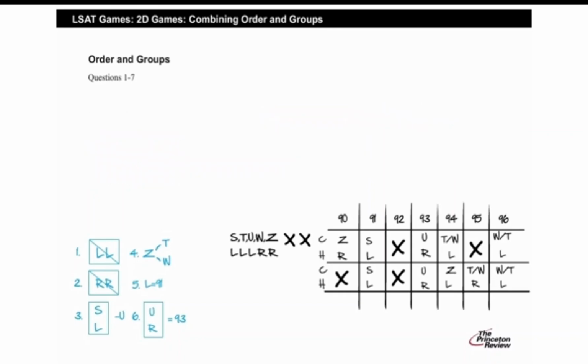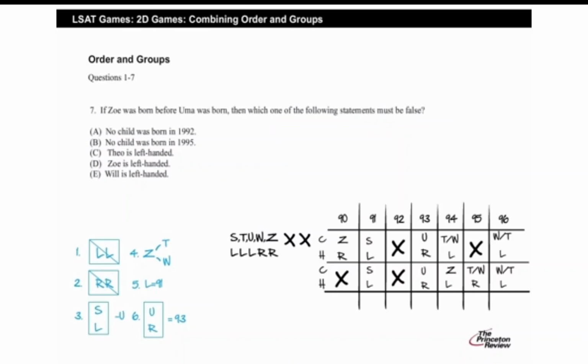On to your last specific question, number 7. If Zoe was born before Uma was born, then which of the following statements must be false? Z could only come before U in scenario 1. This is a specific must be false question, so eliminate answers that could be true in that scenario. Choice A, no child was born in 1992, must be true, so it's out. Choice B, no child was born in 1995, also must be true, and it's gone.